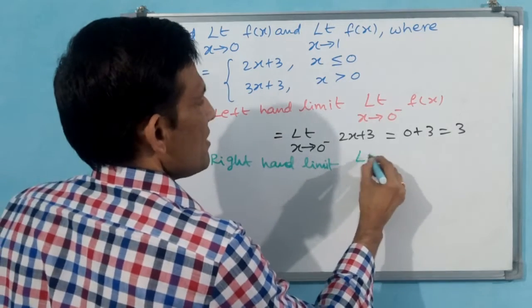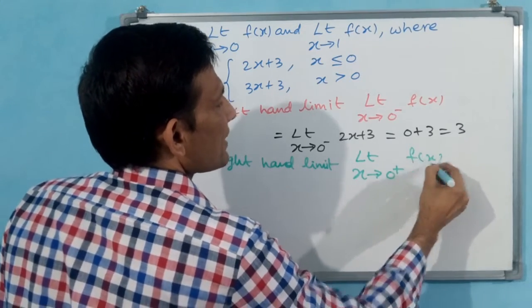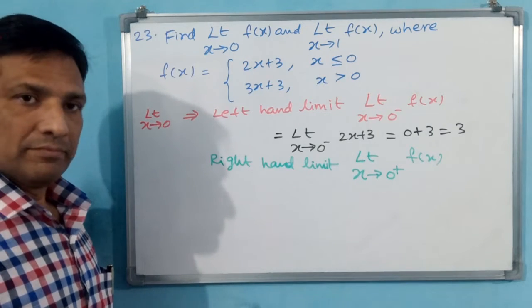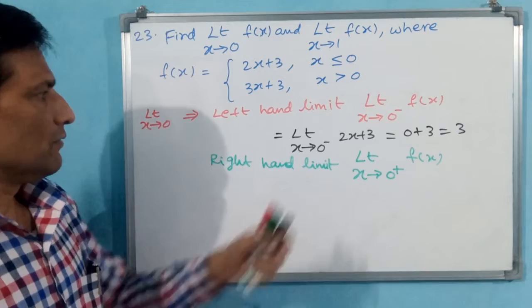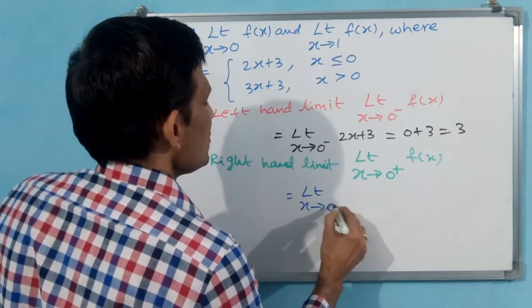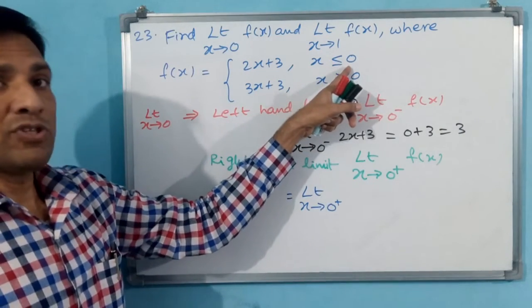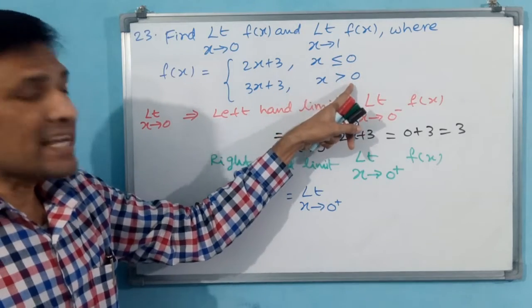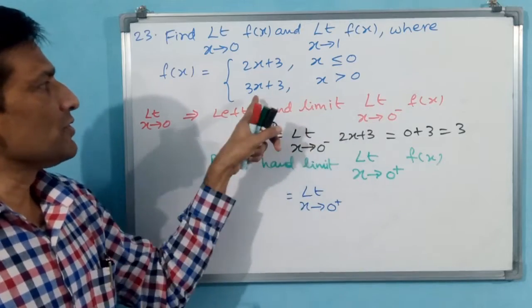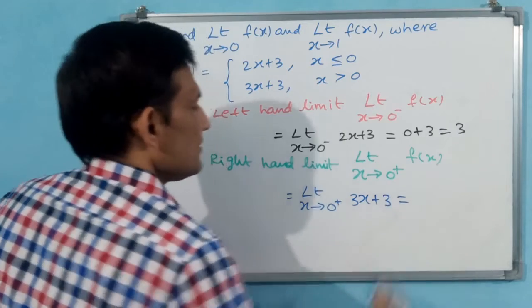Okay, limit x tends to 0 plus f of x. Right hand limit means 0 plus, left hand limit means 0 minus. Okay, see, for 0 plus, what do I have to write? First of all, let me write x tends to 0 plus. Now you see, equal to 0 also we should not take. Greater than 0 only we take. Why? Because 0 plus is there. Greater than 0, so this 3x plus 3 we take: 3x plus 3, that is equal to.